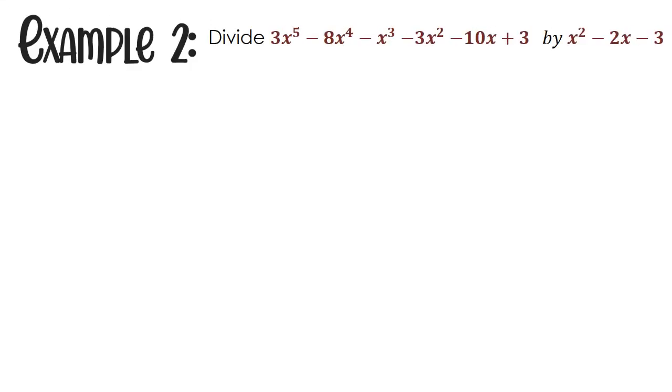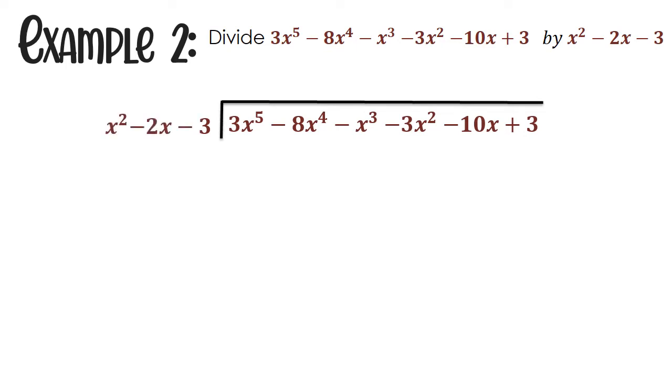Now let's have example number 2. Divide 3x raised to 5 minus 8x raised to 4 minus x cubed minus 3x squared minus 10x plus 3 by x squared minus 2x minus 3. Now, as you can see, we have a divisor that is a trinomial, but we still apply the same steps. Again, divide the first term of the dividend by the first term of the divisor.